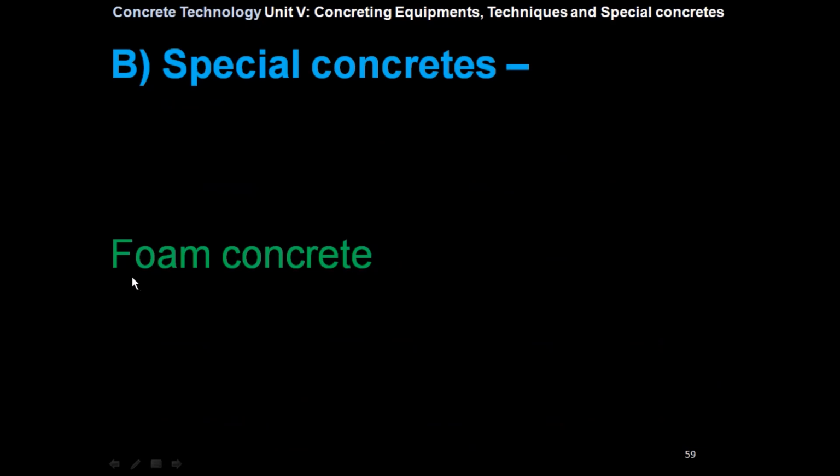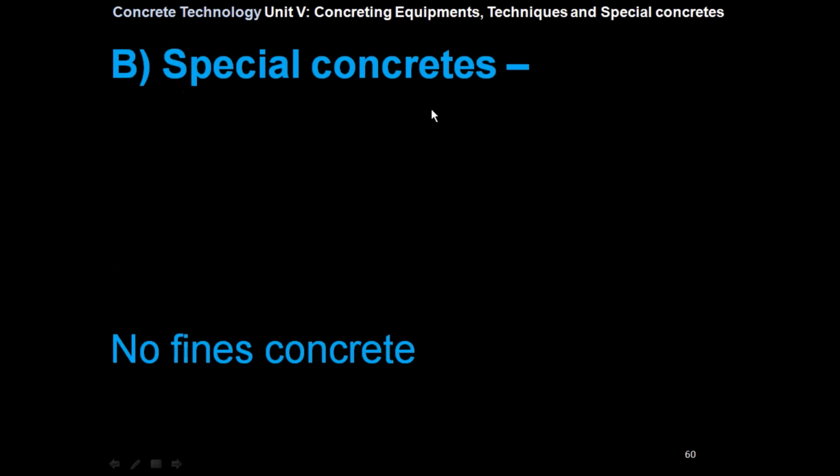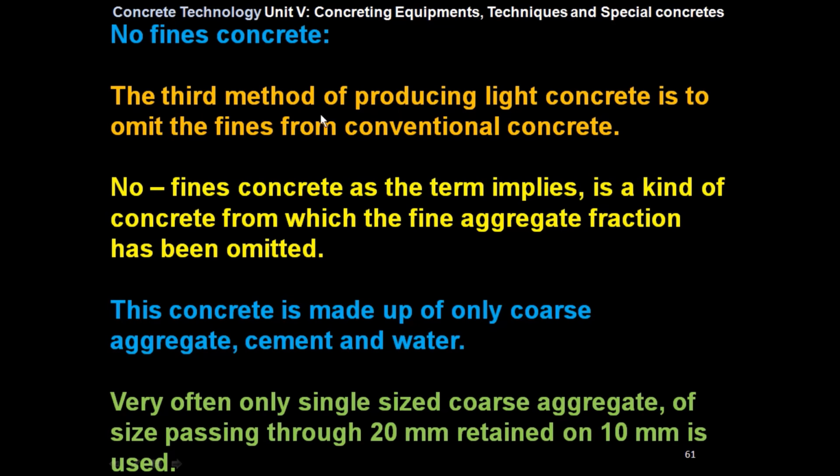So we have seen the foam concrete. Now we will see another special concrete, that is no fines concrete. The third method of producing light concrete is to omit the fines from conventional concrete. No fines concrete, as the term implies, is a kind of concrete from which the fine aggregate fraction has been omitted. This concrete is made up of only coarse aggregate, cement and water.